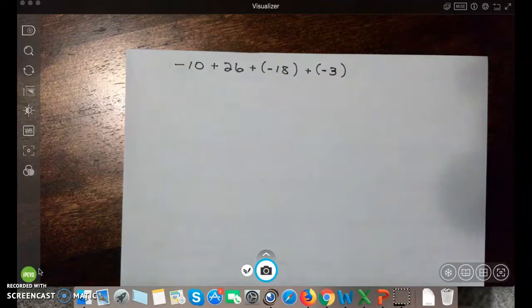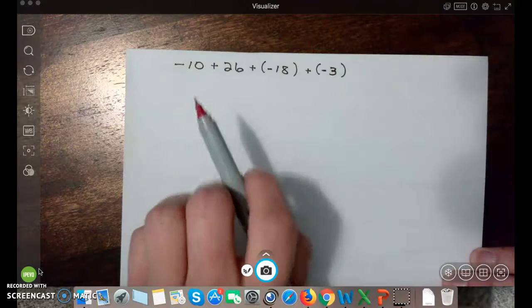In your last lesson, you learned how to add two integers. In this lesson, we're going to learn how to add more than two integers. And just like the last one, I'm going to show you some tricks on how to make your life a little easier when you're adding a whole bunch of numbers in one problem. Let's start with the long way to do this.